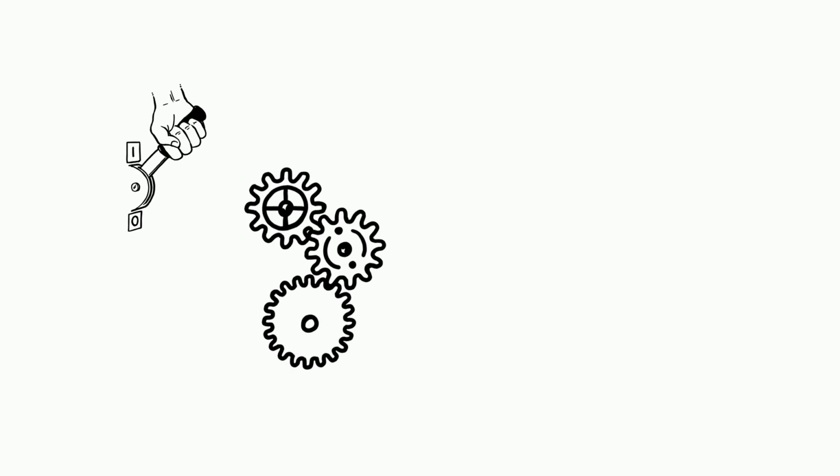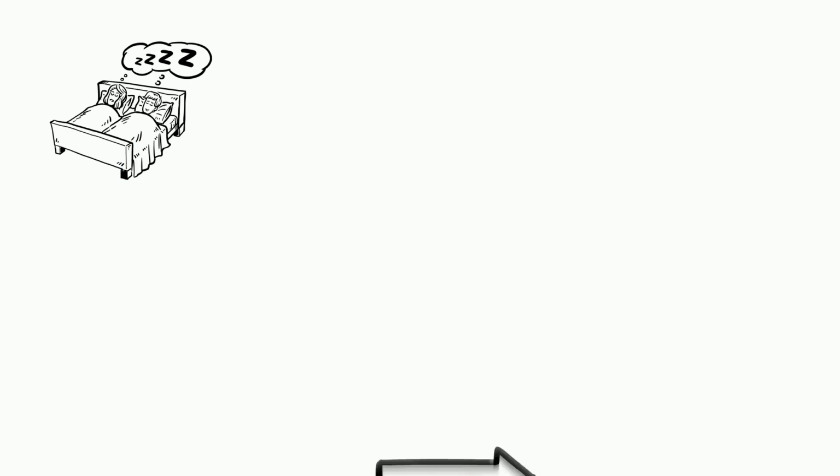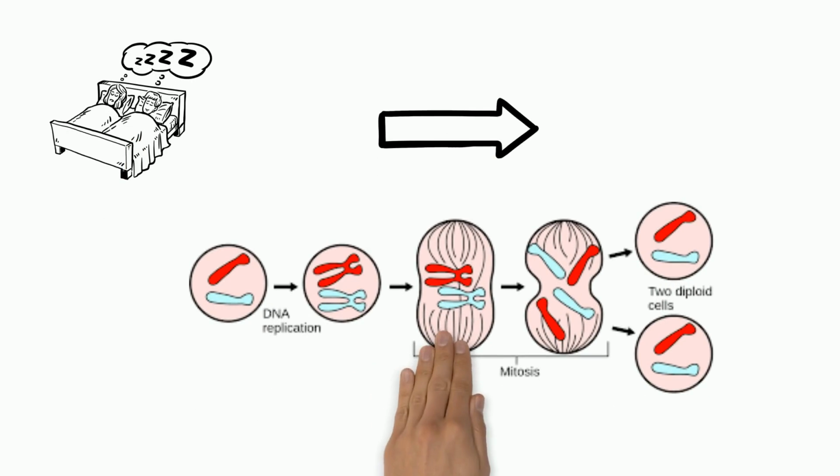Now let's switch gears and talk about meiosis. You remember mitosis. Mitosis is cell division. It has the period of time between divisions, interphase, and then it has prophase, metaphase, anaphase, and telophase.